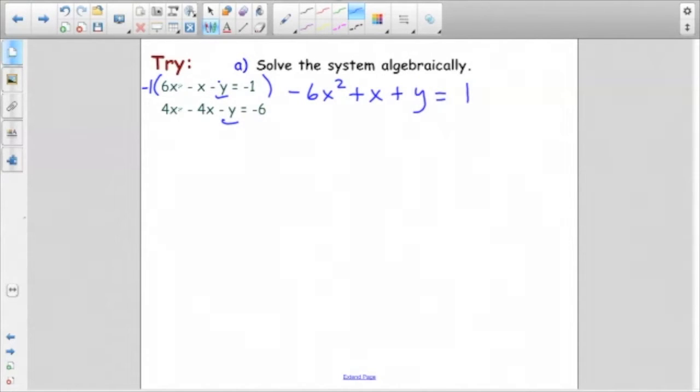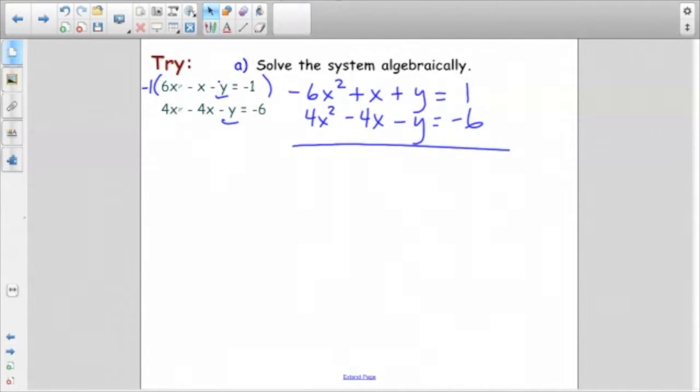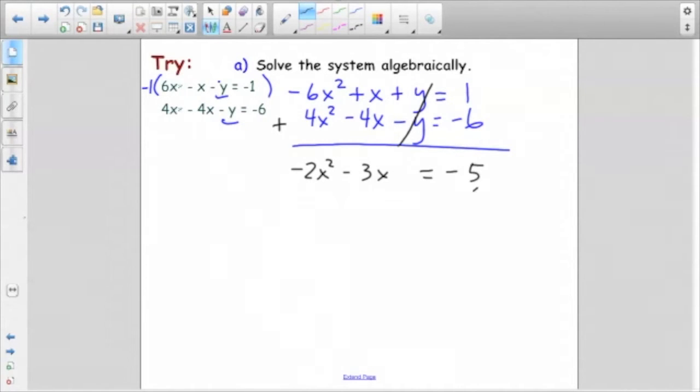Now I don't have to touch that, because I don't want to change it. Okay, now everything lines up. So now I add these together. So I get negative 2x squared, negative 3x. That's eliminated. That's what I wanted to do. And I get negative 5, so move that over. So negative 2x squared minus 3x plus 5 equals 0.